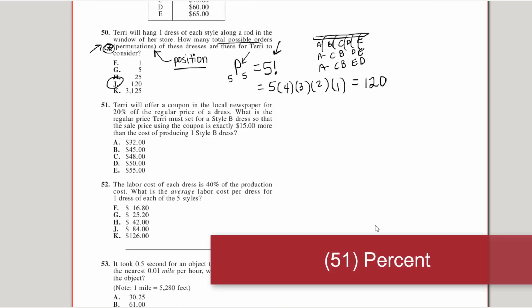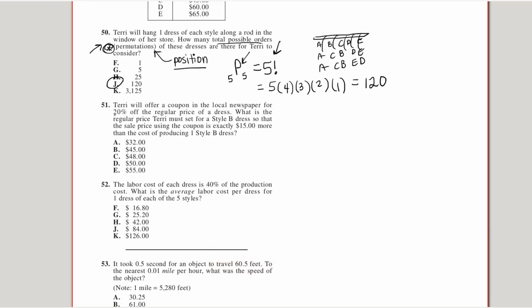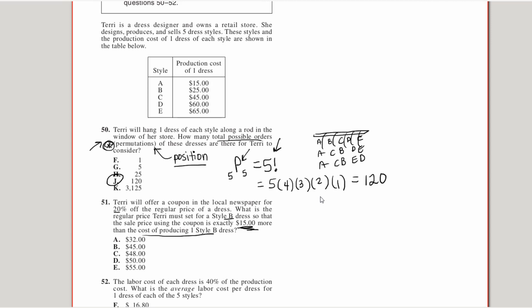Question 51 says Terry's going to offer a coupon in the local newspaper for 20% off the regular price of a dress. What is the regular price Terry must set for style B so that the sale price using the coupon is exactly $15 more than the cost of producing one? So if we go back, we need to use some information from above, because what is the cost of producing one? And we read right here, production costs, we're looking for style B. It's got to be $15 more than this 25. So 25 plus 15 tells us that $40 is how much she wants for the sale price.